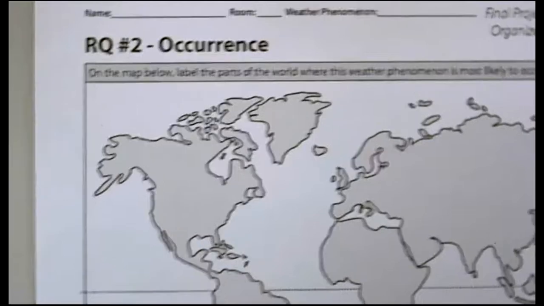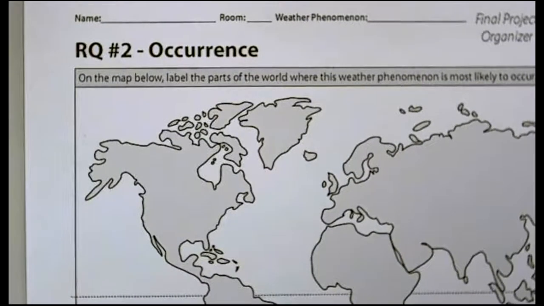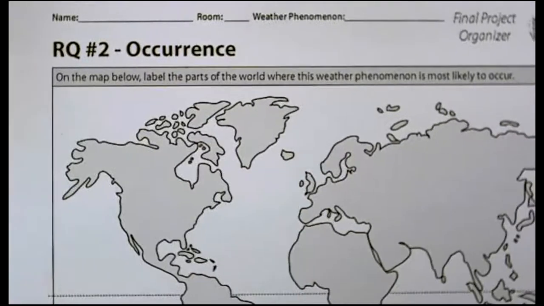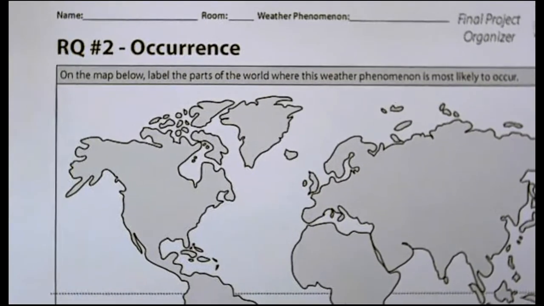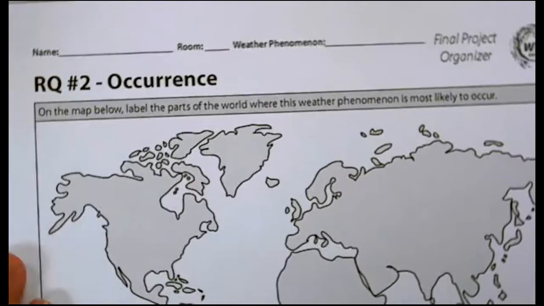RQ2 occurrence. It says on the map below, label the parts of the world where this weather phenomenon is most likely to occur. Now, all the kids in my class are doing different types of weather phenomenon. Some kids are doing the same kind, but all the kids are doing a type of weather phenomenon. And one thing that they didn't choose, which is why I chose it, is floods. So I'm going to do an example for floods.